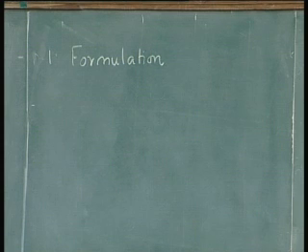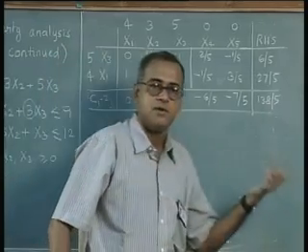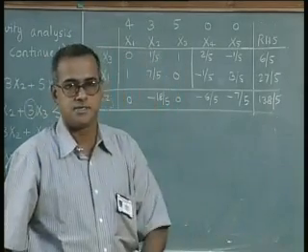We also classified that we could have 2 types of objective functions, maximization and minimization, 3 types of constraints, less than or equal to, greater than or equal to and equation, and 3 types of variables, greater than or equal to, less than or equal to and unrestricted.